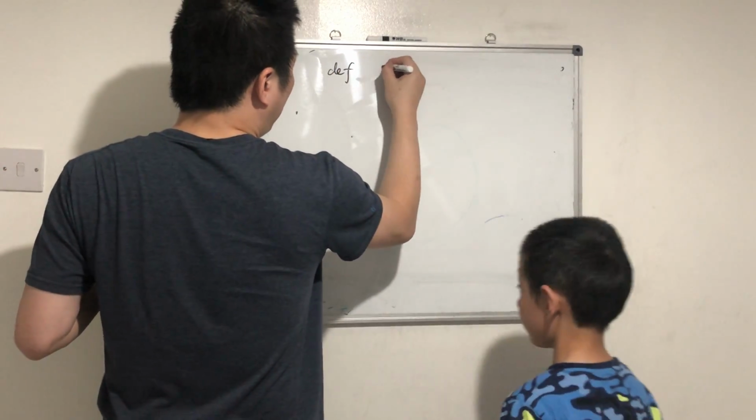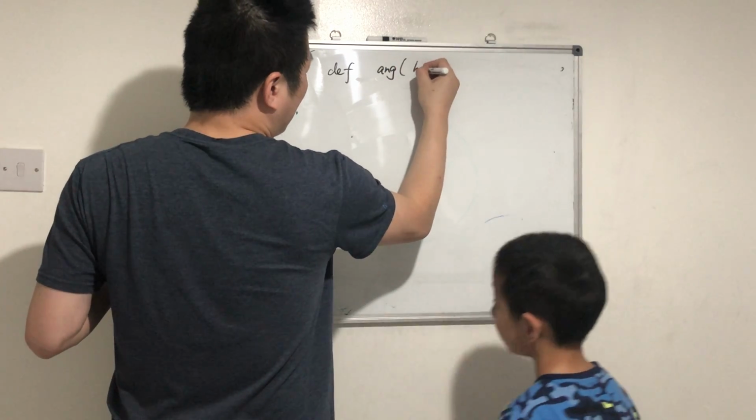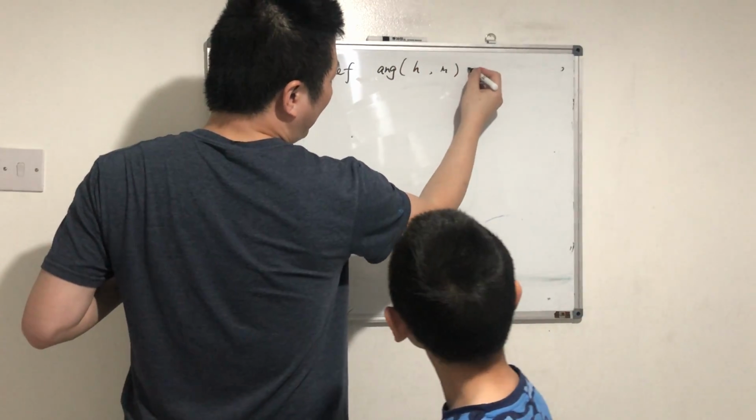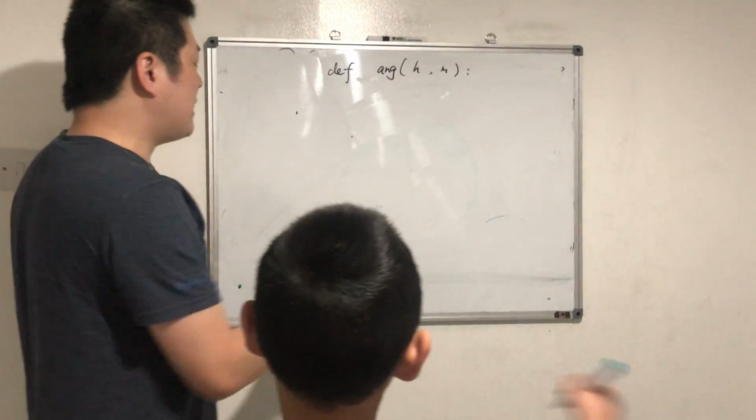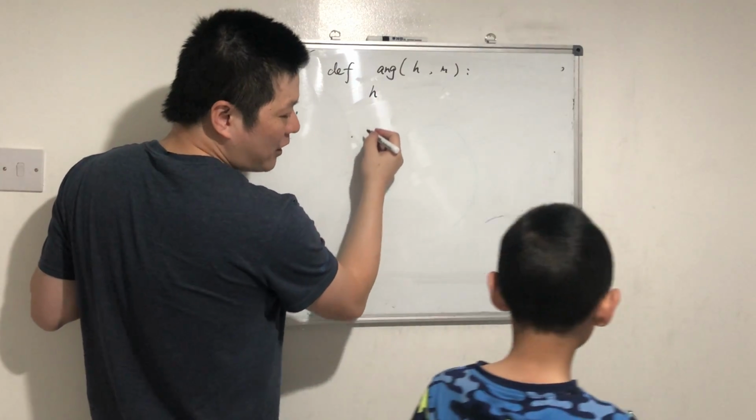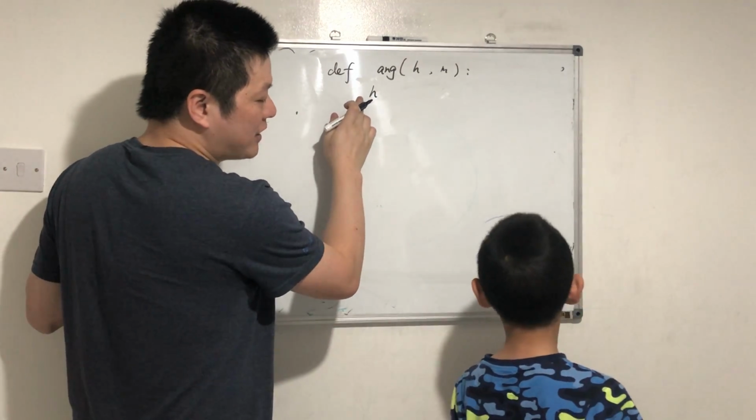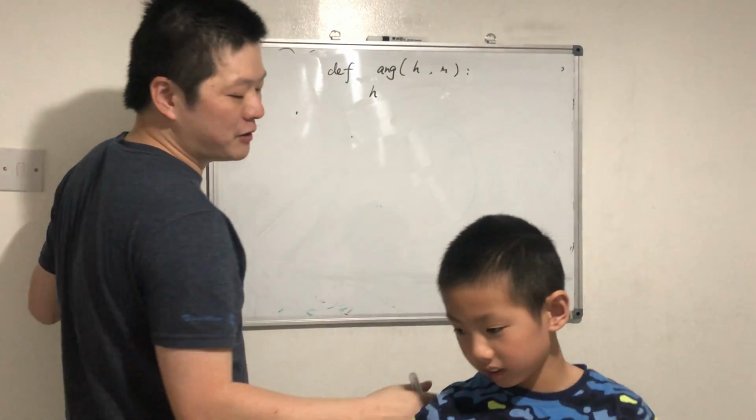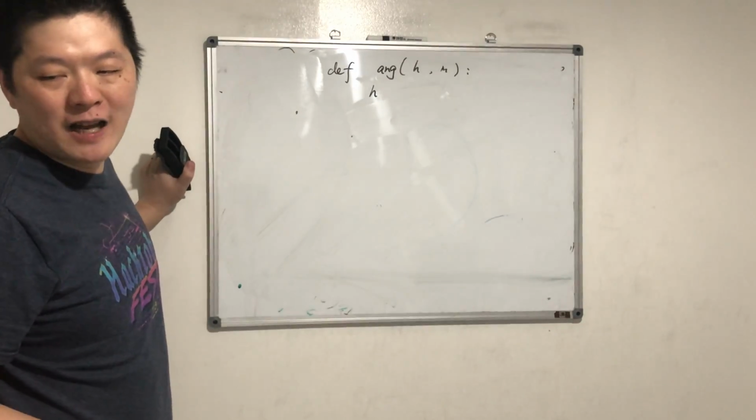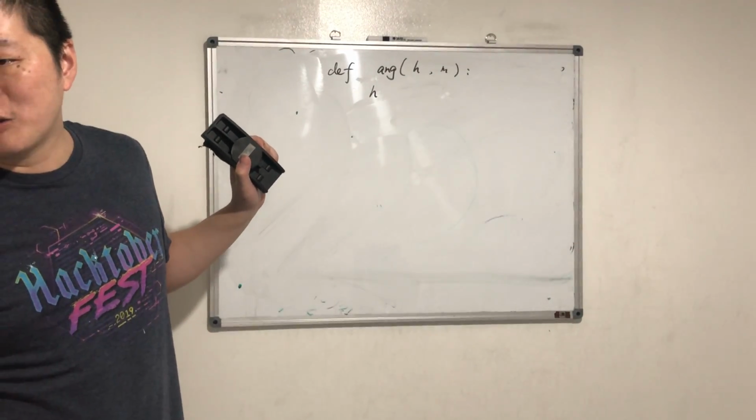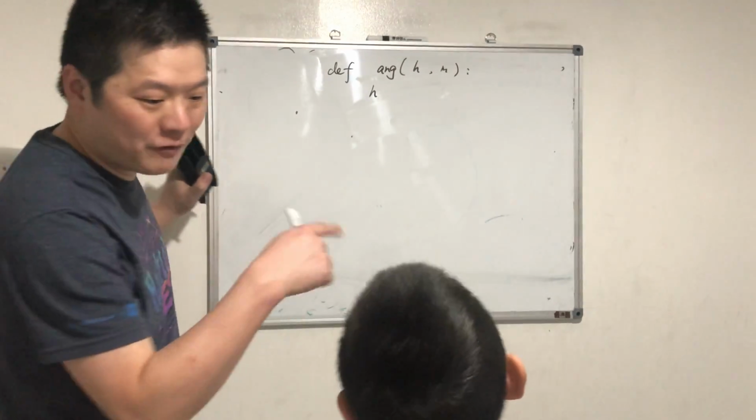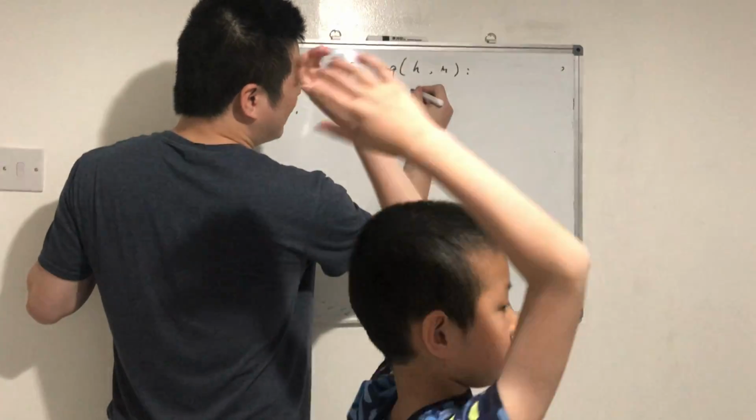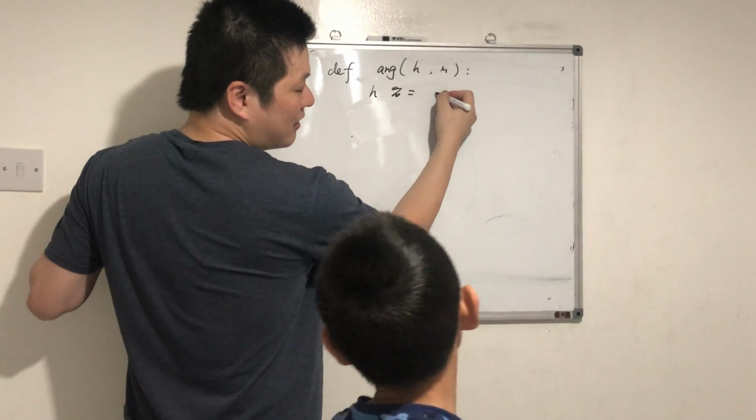Define angle. Let's say hour, minute. Okay, look. We need to, first of all, get h between 0 to 11, because sometimes you say 21 o'clock, or 24. So modular equals what? 20.